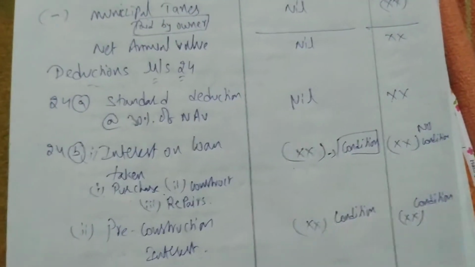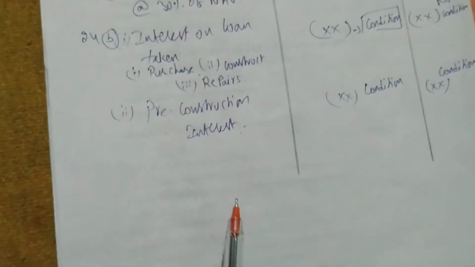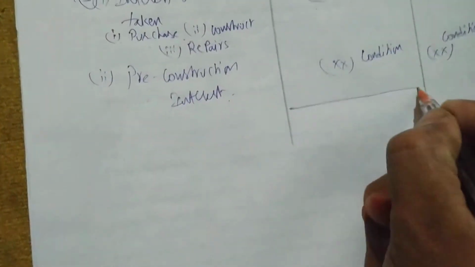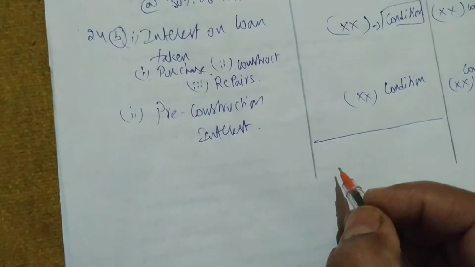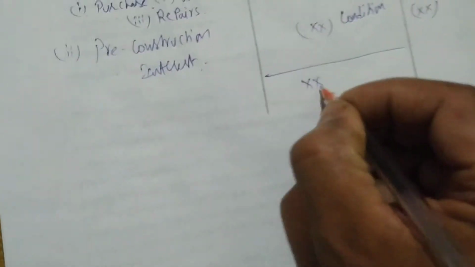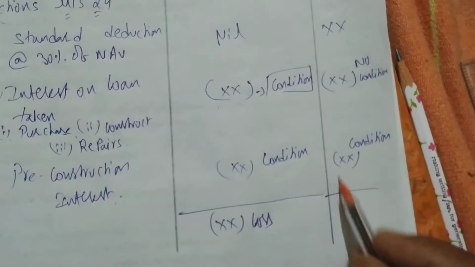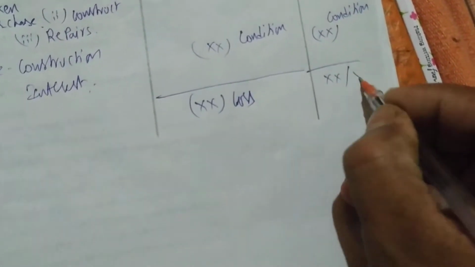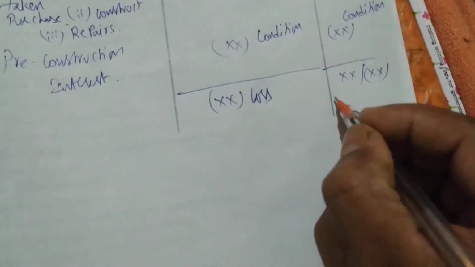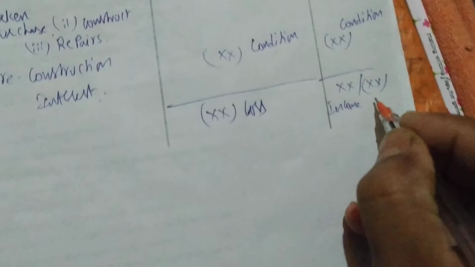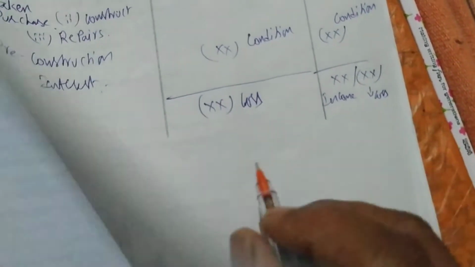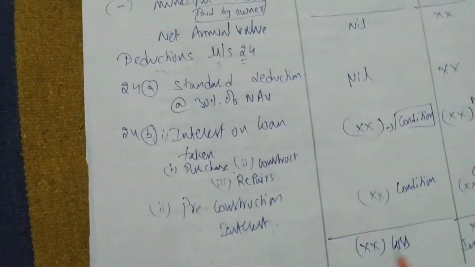For let-out property, there is no condition. Now we'll understand what the conditions are. Okay. So I repeat one more. I forgot to tell you that in case of self-occupied house, there will always be a loss. But in case of residential let-out property, there may be an income or there may be a loss. It depends on the question's information.